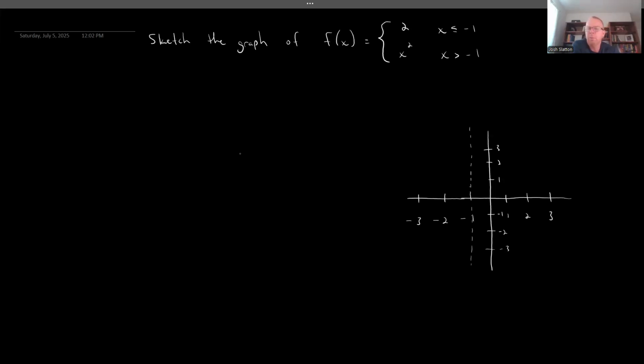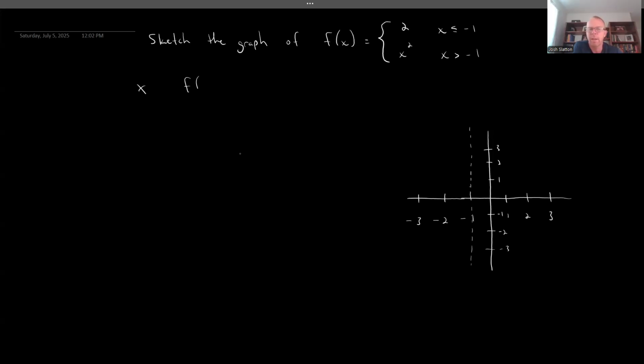And now when we're on this side over here, we're going to have f of x equal to 2. When we're on this side over here, we're going to have f of x equals x squared. And so if you know what those functions look like, you could go ahead and graph it. If not, one thing you can usually do if you have to graph something by hand is to create a table. And so let's do that over here.